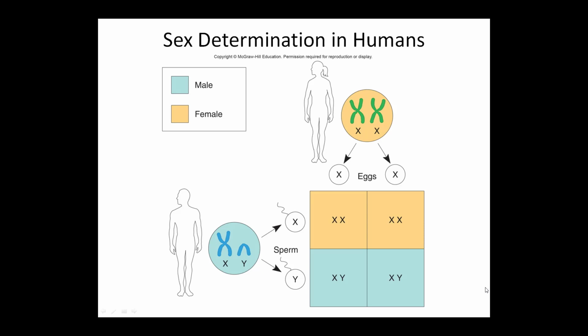So mom gives two X chromosomes, dad gives X and Y, and here are the possible combinations of kids that they would have. So 50% male, 50% female. So when you do an X-linked trait problem, you not only want to put the alleles, but you shouldn't forget to put the X and Y chromosomes in your Punnett square.